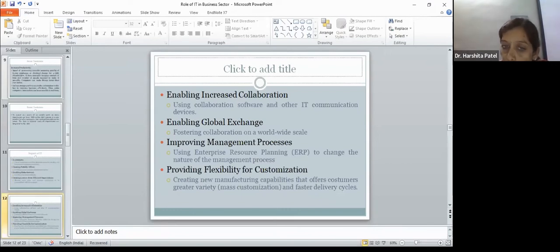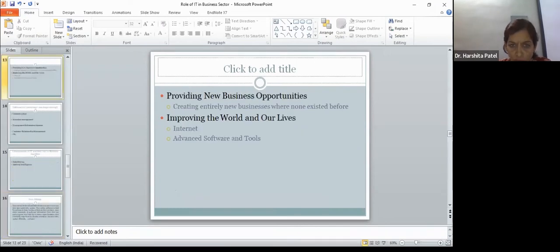Improving management processes: again, ERP software will be used to improve your management processes. Providing flexibility for customization. Again, the customer is the center point for any business. So creating new manufacturing capabilities that offer customers greater variety, like mass customization, and faster delivery cycles. And providing new business opportunities, like creating entirely new businesses where none existed before, and improving the world and our lives. IT is providing facilities in all other ways, including medical research, defense and others.